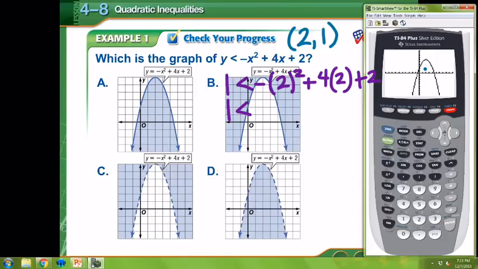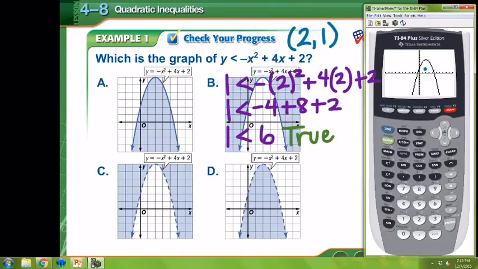So 2 squared is 4, times the negative that's outside is a negative 4, plus 4 times 2 is 8, plus 2. So I'm trying to see, is 1 less than negative 4 plus 8 is 4, plus 2 will be 6. So I want to know, is 1 less than 6? Well, 1 is less than 6. This is a true statement.